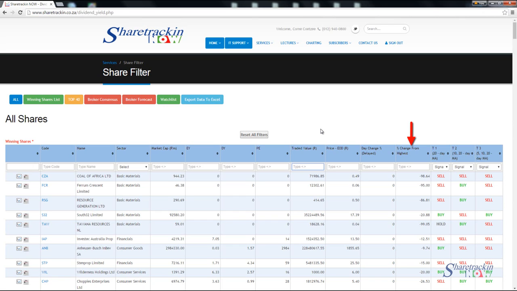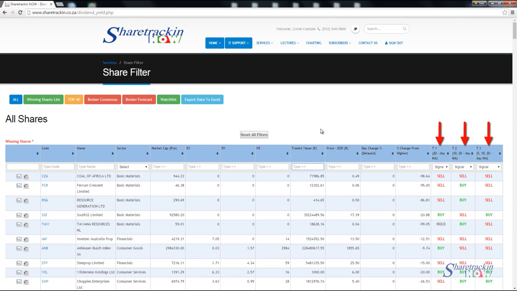Now you can use the percentage change from highest in order to see by what amount the share is already cheap. So you can start your analysis with the ones that are the cheapest to the ones that are less cheap, right? So you can use any one of those, but the percentage change from highest is a good indication for that. Next to that, you get your T1, T2 and T3.